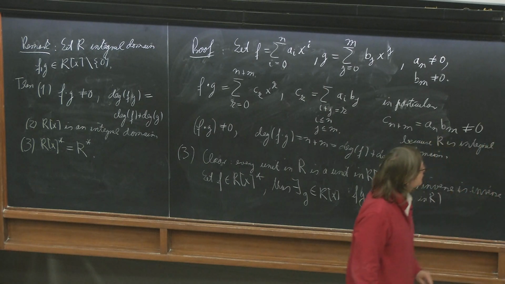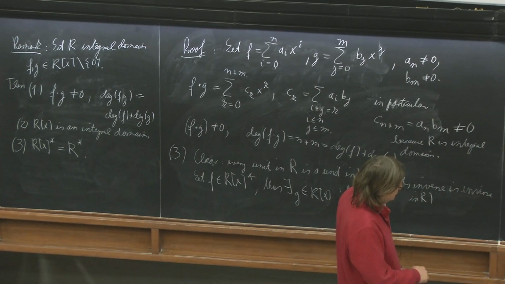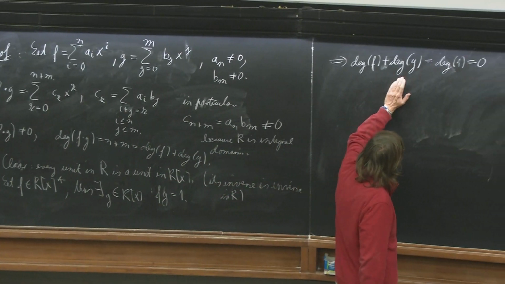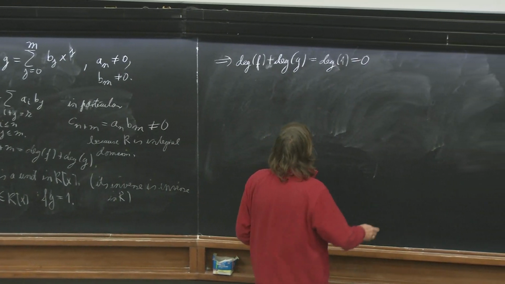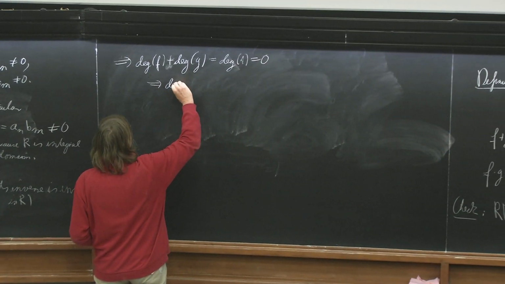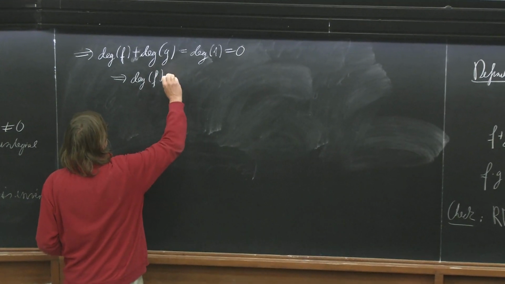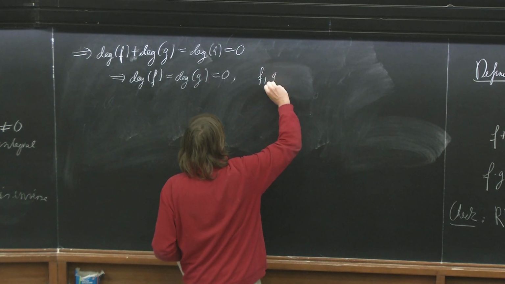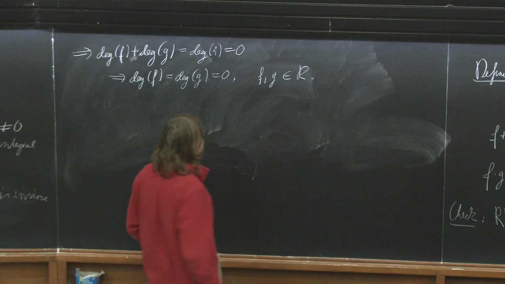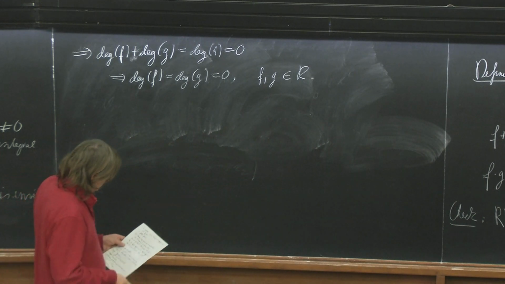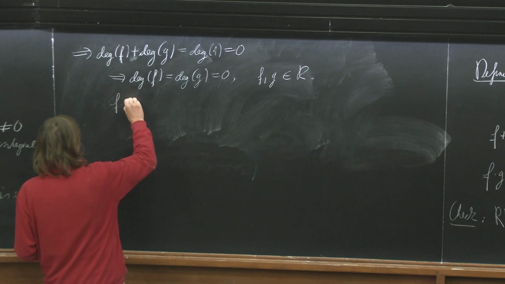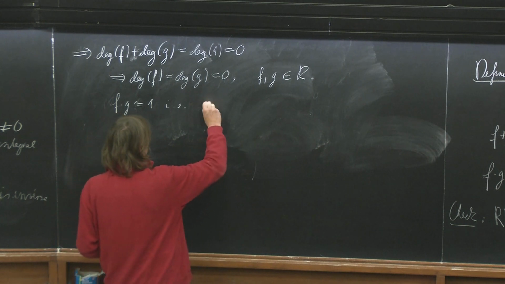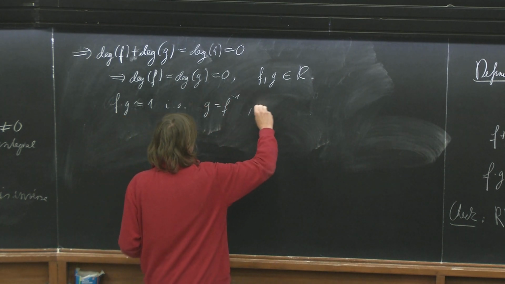And the degree is a non-negative integer. So the only way that the sum of two non-negative integers can be 0 is that both of them are 0. So it follows that the degree of f is 0 and the degree of g is 0. That means f and g are elements in R, and f times g is equal to 1. That g is f to the minus 1, and f is a unit.